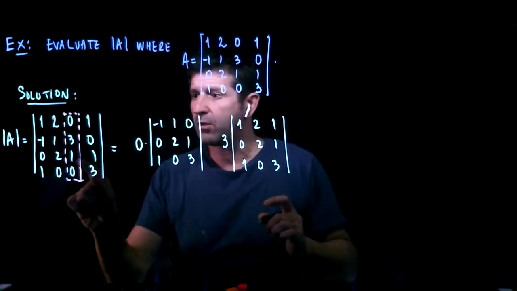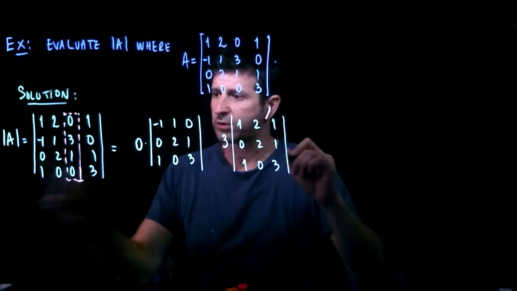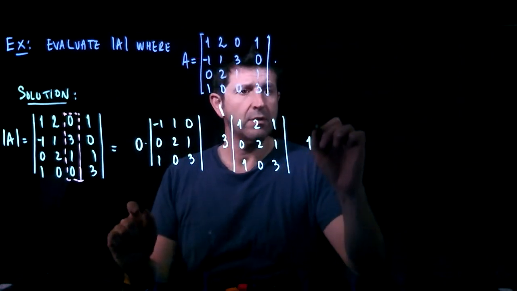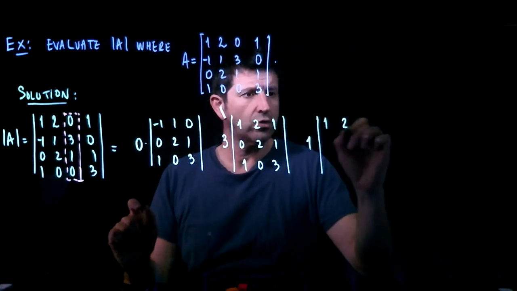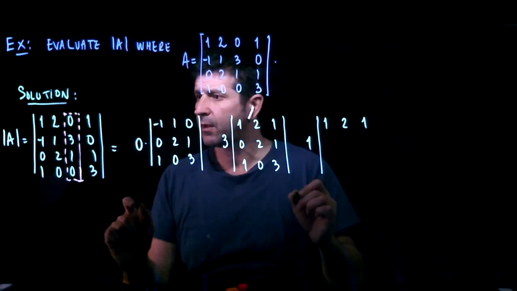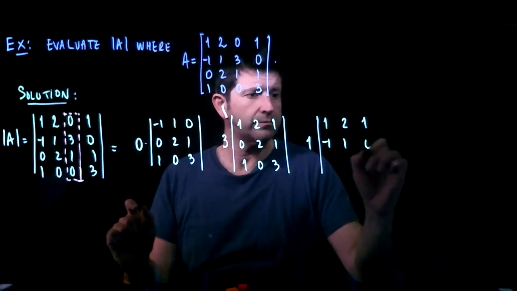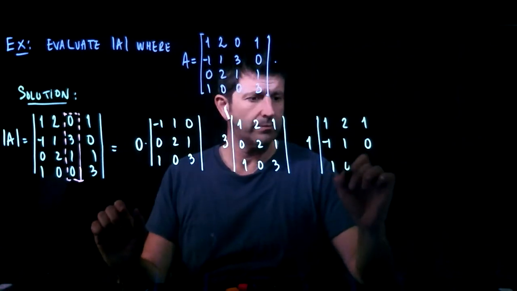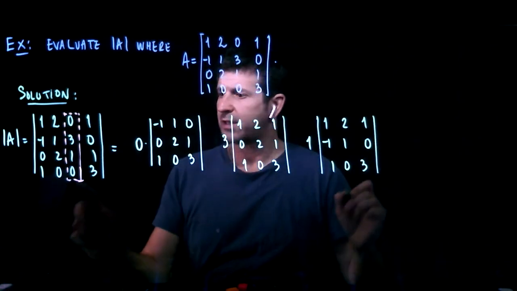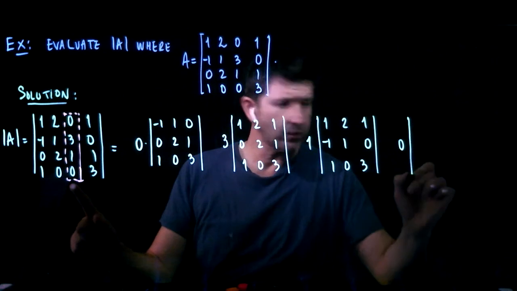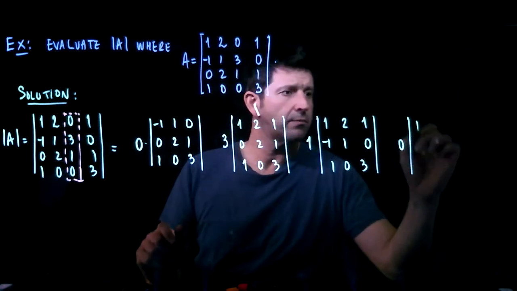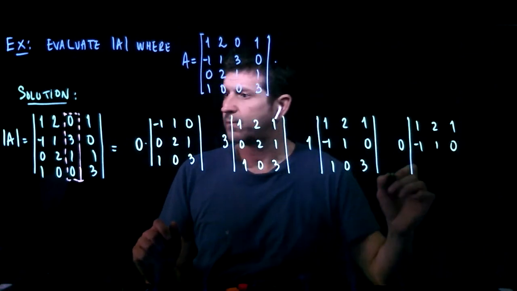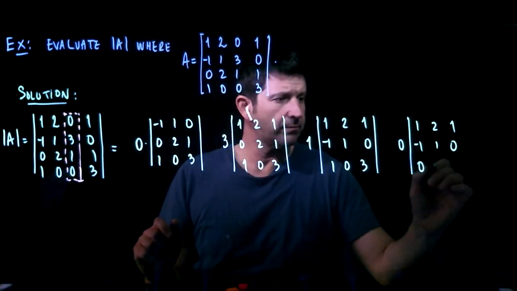Then 1 here, so I cross out the row of the 1, I get 1, 2, 1. So it's 1 times 1, 2, 1, negative 1, 1, 0, and 1, 0, 3. And the last one is 0 times determinant of 1, 2, 1, negative 1, 1, 0, and 0, 2, 1.